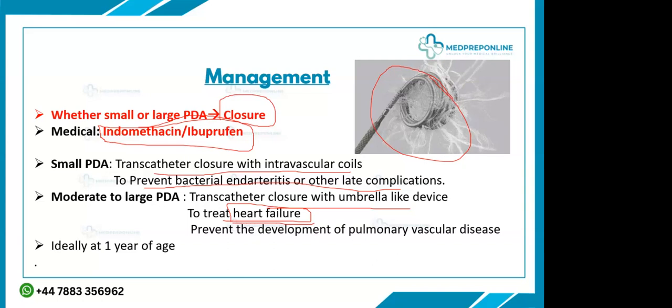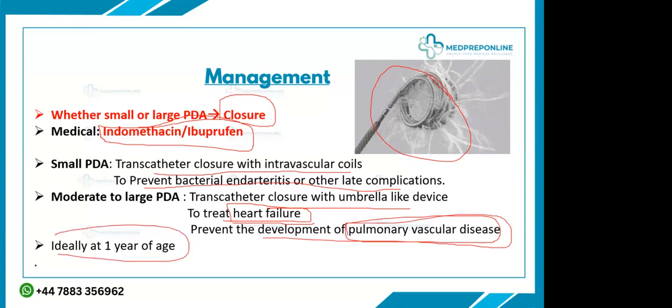And we have to treat the heart failure, that is the inotropes, and we have to give them diuretics, oxygen and the respiratory support. Because we have to prevent the development of pulmonary vascular disease, which is the increased pulmonary hypertension, which will ultimately reverse the shunt. And ideally, we have to do it at 1 year of age.